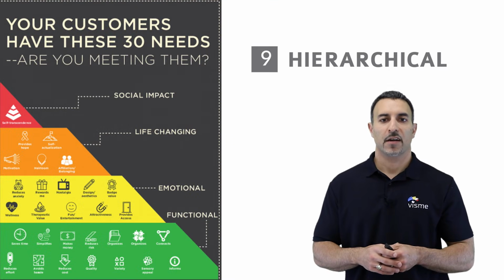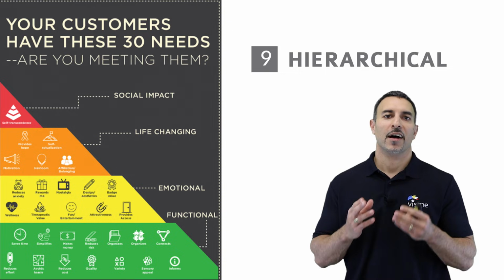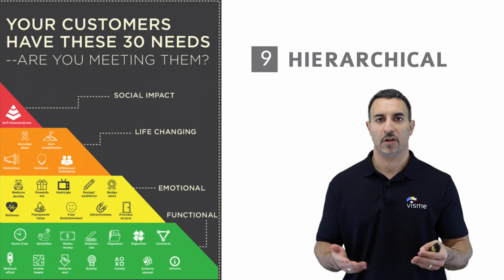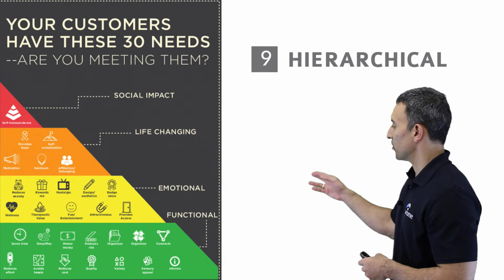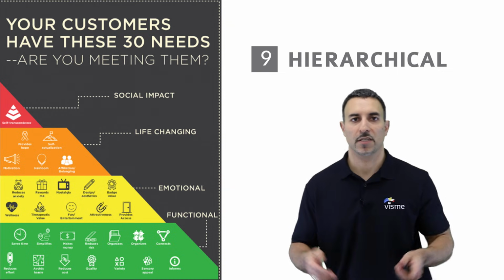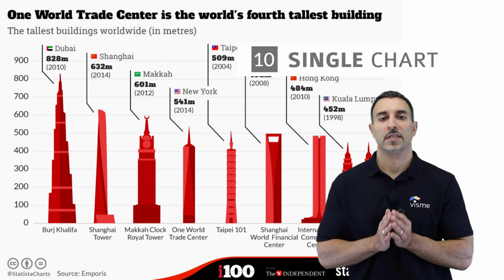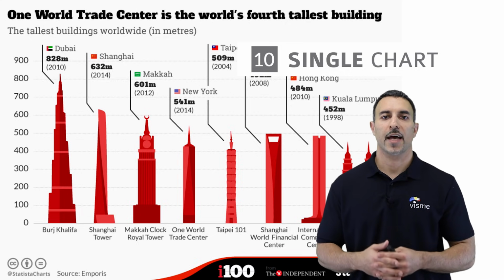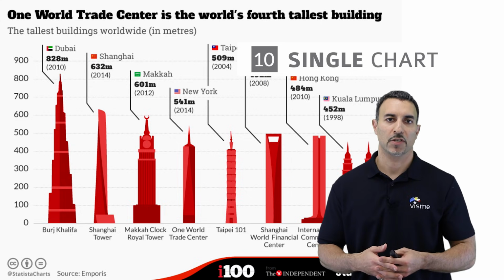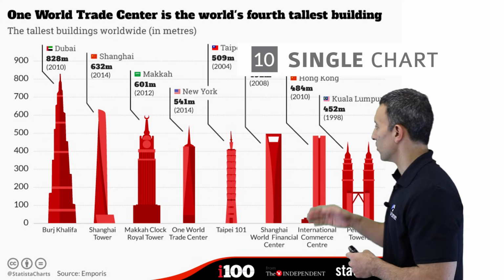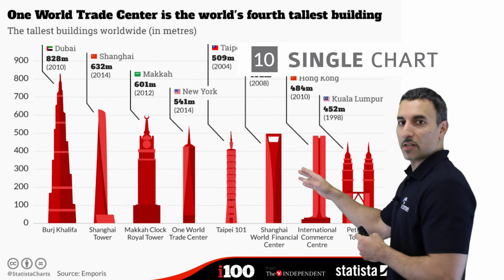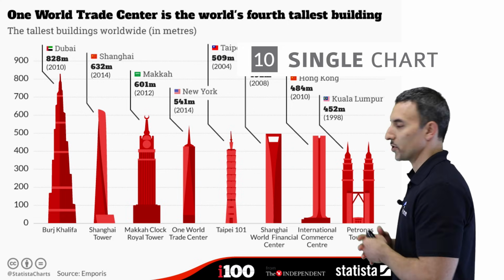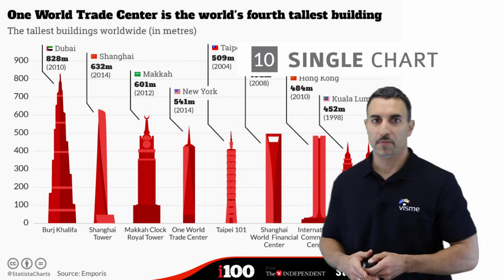Number 9 is hierarchical. So what happens in this one is you take information and you present it according to certain levels. Now, pyramids, such as the one shown here, are very common, but you may also see it in different shapes as well. Number 10 is a single chart. So a single chart is one type of chart, and you use that as a focal point of your data visualization. So behind me is an example of the different heights of buildings, where the One World Trade Center is the 4th, at least as of 2014, tallest building in the world.